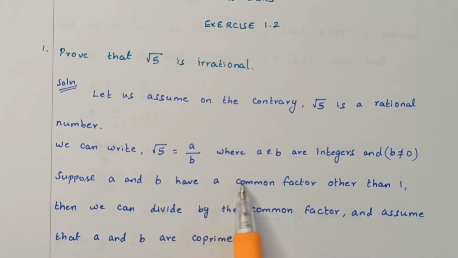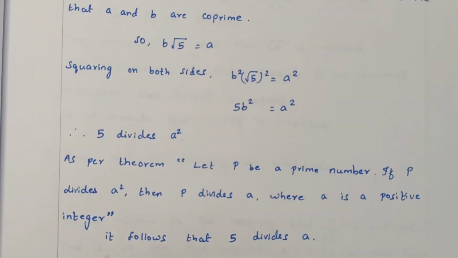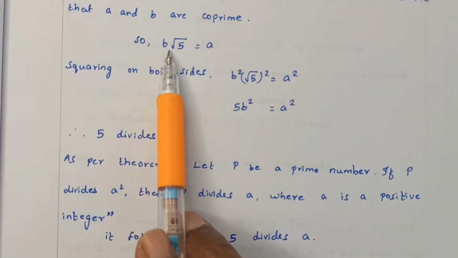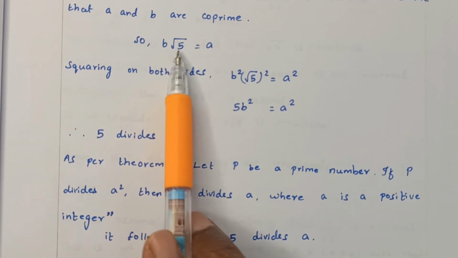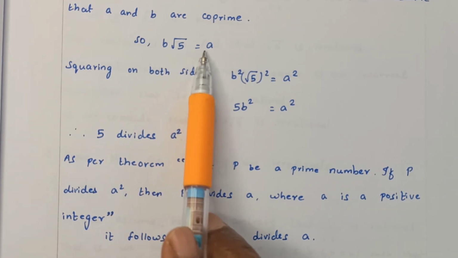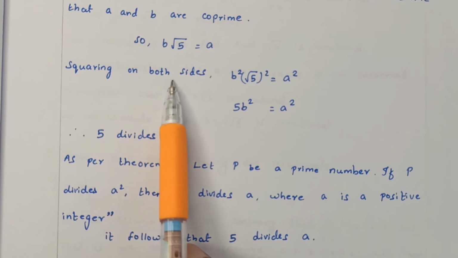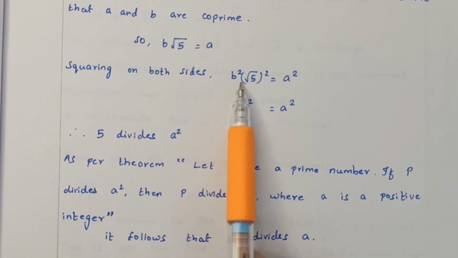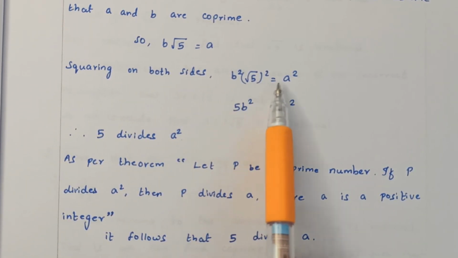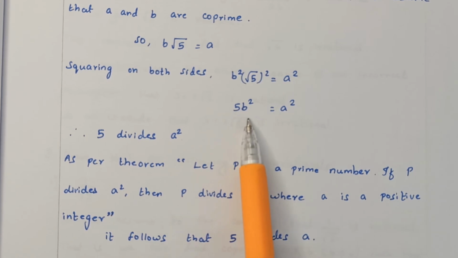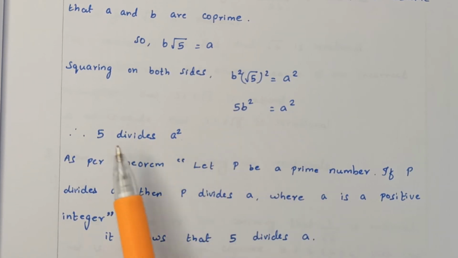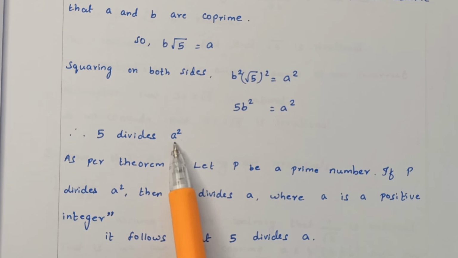Suppose a and b have a common factor other than 1, then we can divide by the common factors and assume that a and b are co-prime. So b root 5 equal to a. Squaring on both sides, we get b square into root 5 square equal to a square, which is nothing but 5b square equal to a square. Therefore 5 divides a square.